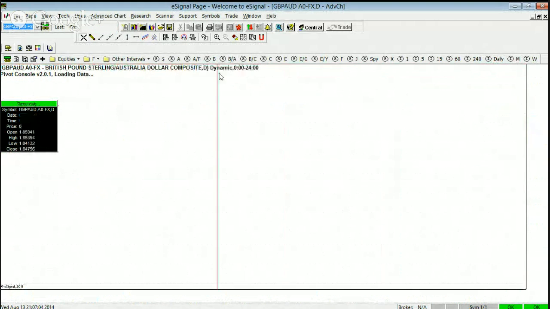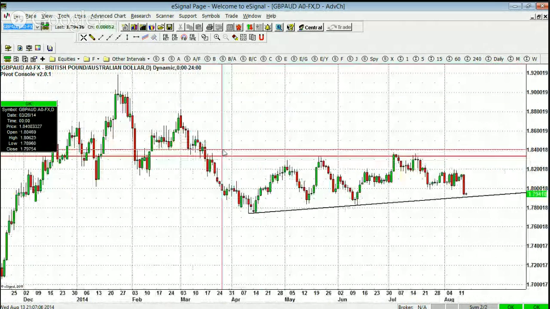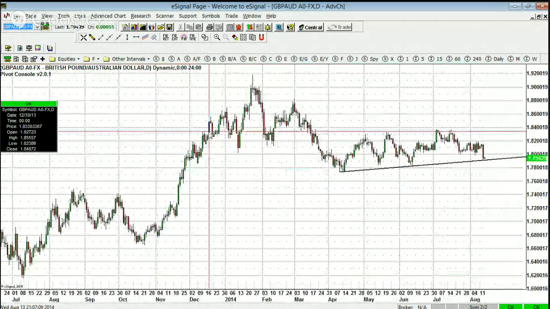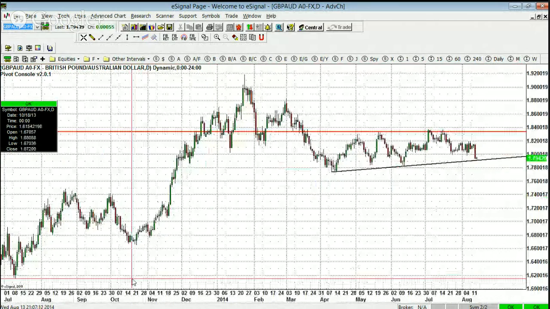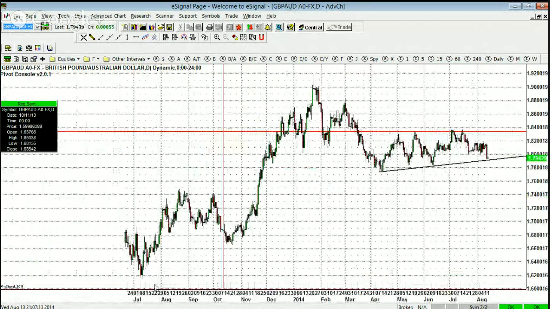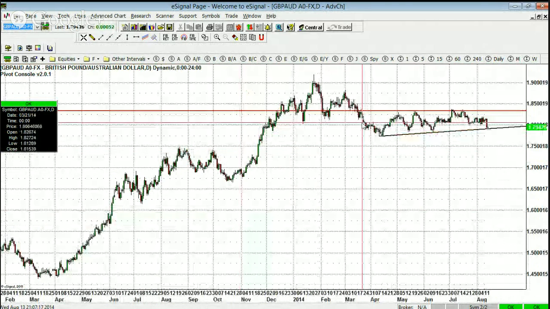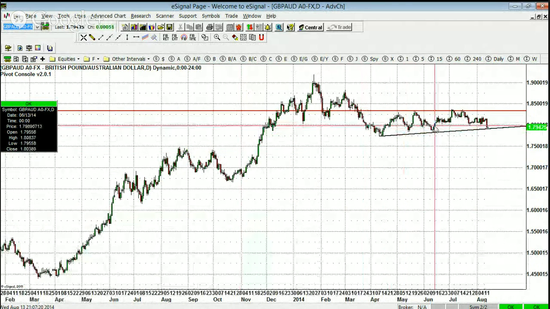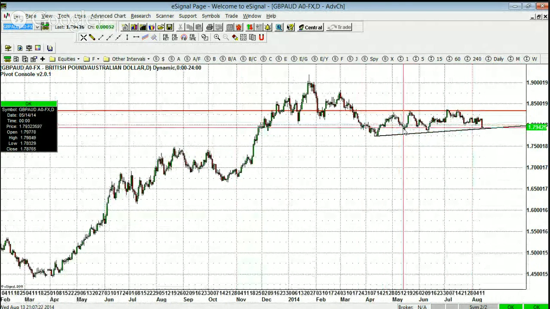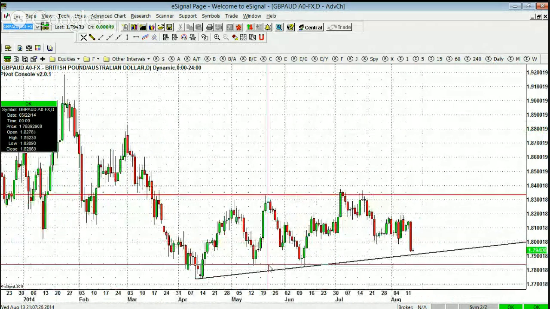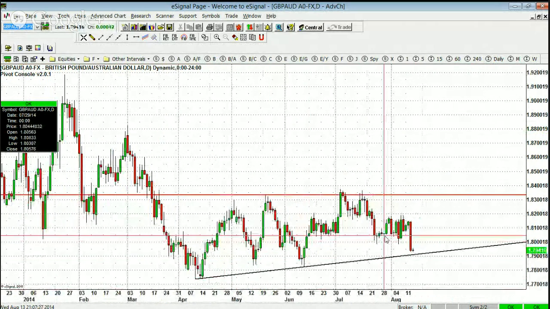Okay, now the British pound, Australian dollar is in no man's land now. I mean, the market was in an uptrend, or is in an uptrend, a pretty strong uptrend. But recently we have had this choppy price action. And what is happening is that the market is being held by this trend line here.